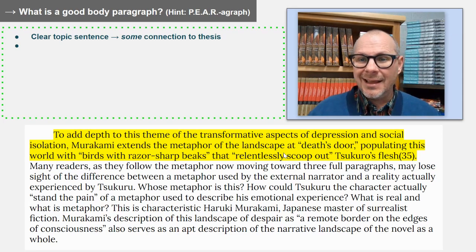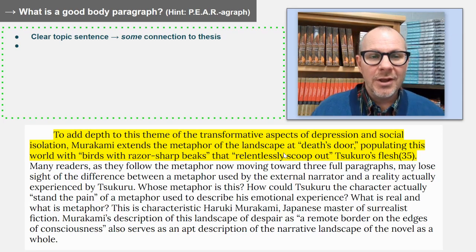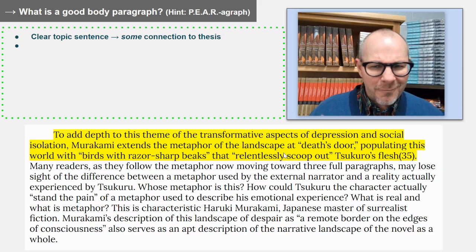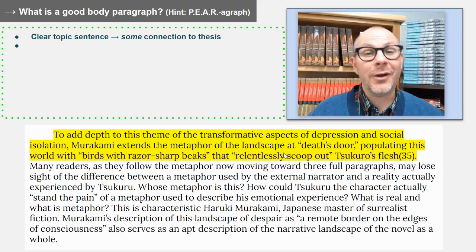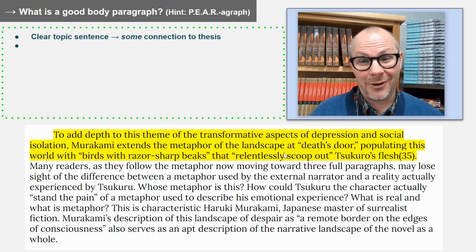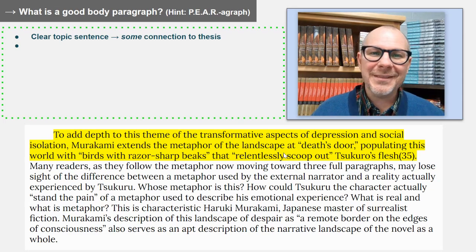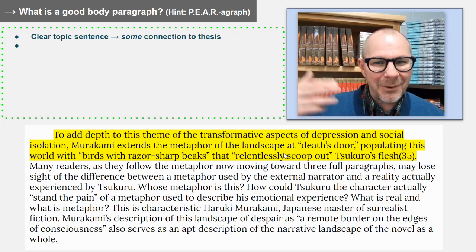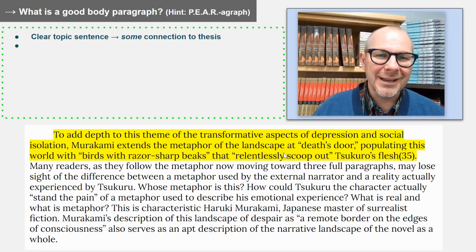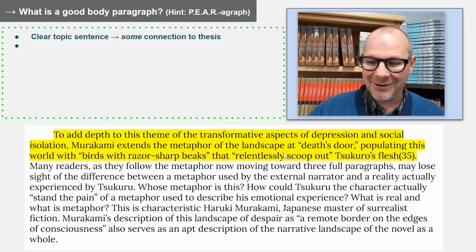You can also see that there is some evidence in there, and there's also some analysis going on. So this PEAR format is not like, okay, it's dorky. It's totally dorky, right? We love PEAR. It's a cool acronym. It's just something to help you remember that these are the things you need to be doing in your paragraph.